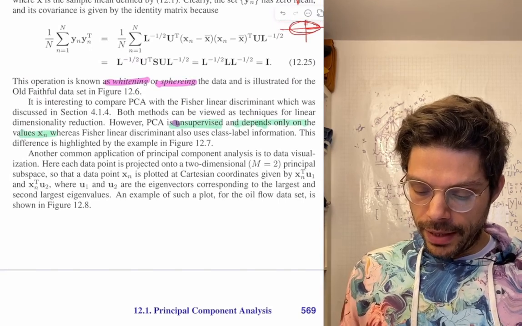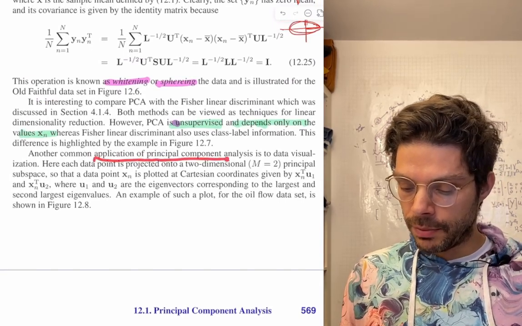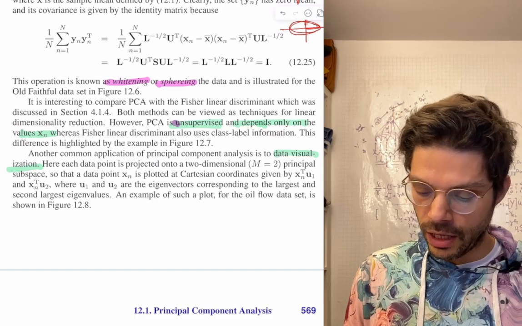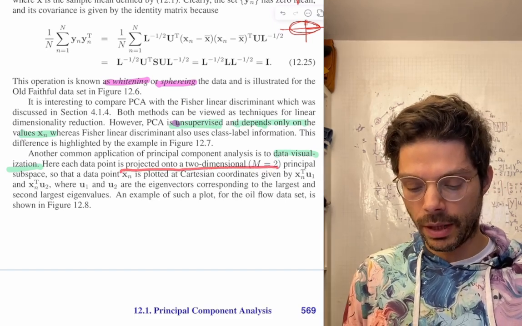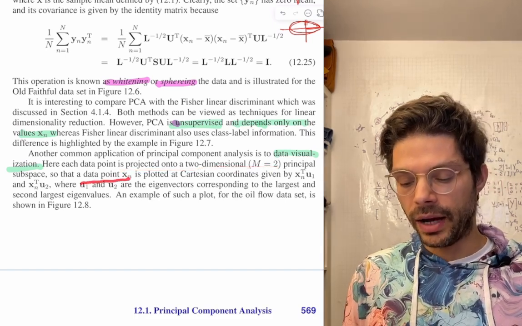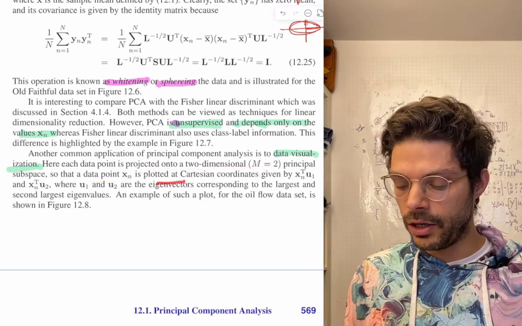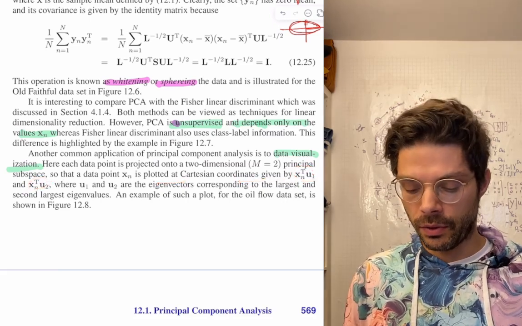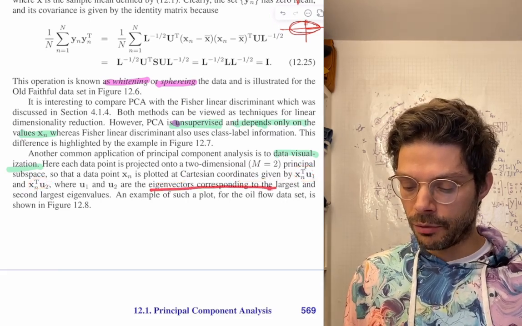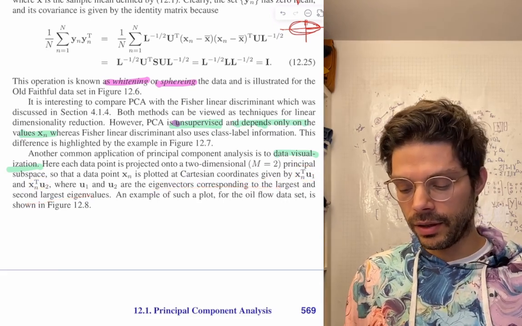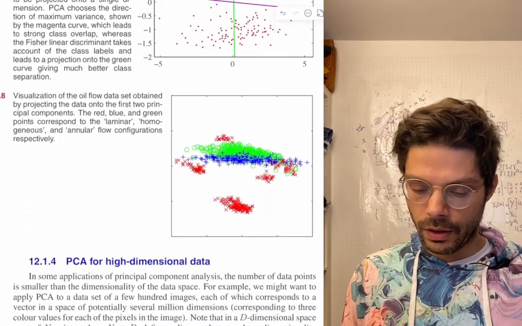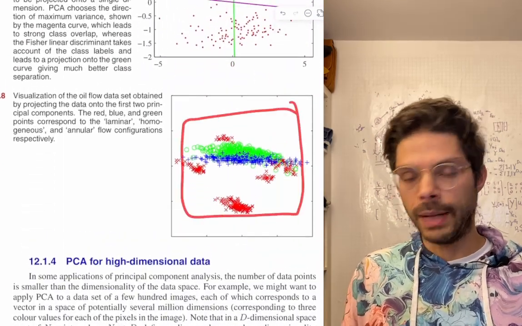And then finally, another common application of principal component analysis is for data visualization. Here, each data point is projected into a 2-dimensional principal subspace, so that a data point x_n is plotted at Cartesian coordinates given by its projections onto the first 2 components, corresponding to the largest and second largest eigenvalues. An example for the oil flow data set is shown in 12.8. So there it is. He's labeled it.